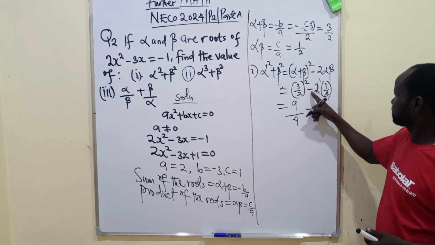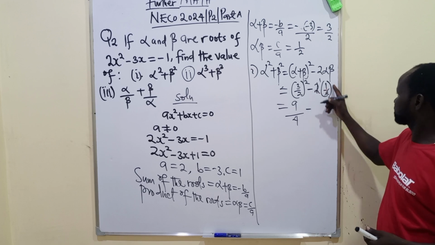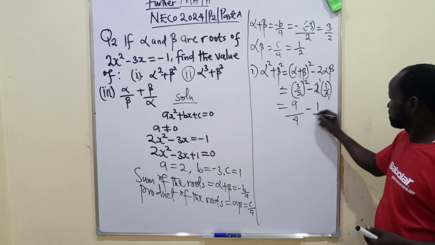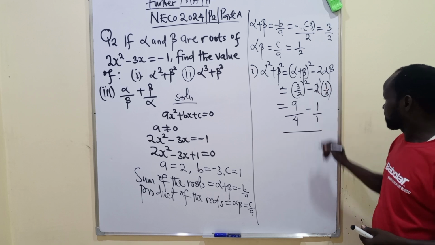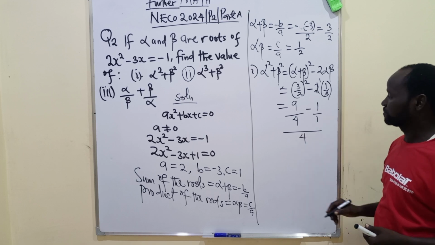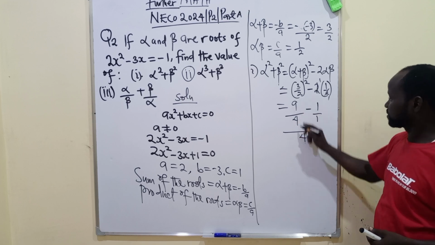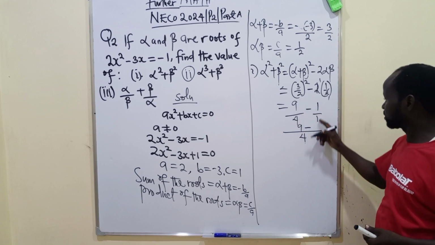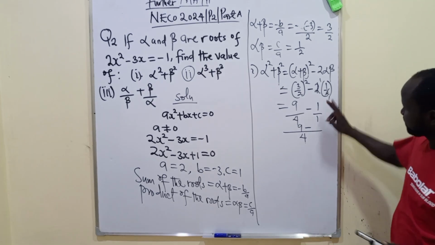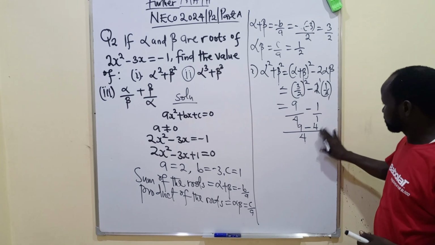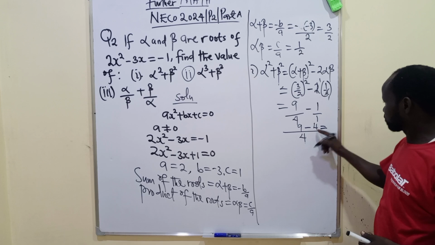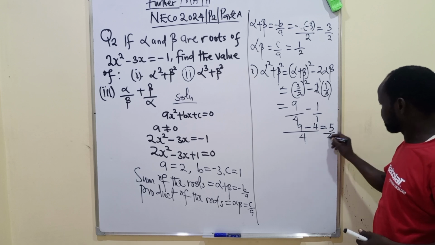So we'll be left with 1 times minus 1 times 1, which is minus 1, divided by 1. So the LCM here is 4. 4 into 4 is 1 times 9. That will be 9 minus 1 into 4 is 4 times 1, 4. So this will be 9 minus 4, which is 5 divided by 4.